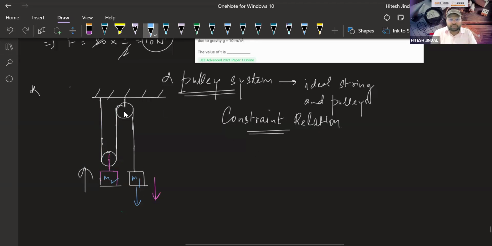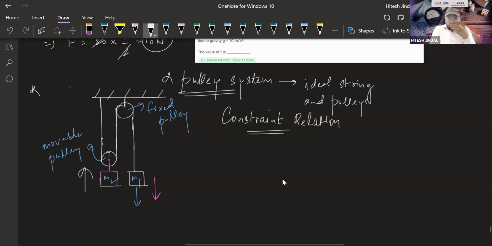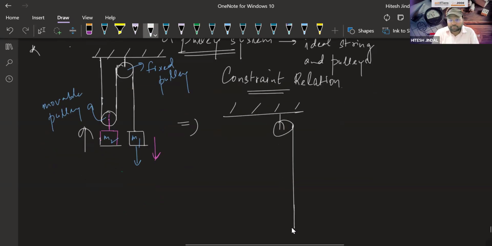See, this is a fixed pulley, and this is a movable pulley. Pulley can also move, right? This case can be like this, no? That you see, this has gone down, right? So there has been an increase in the length. So here there should be a decrease, right?